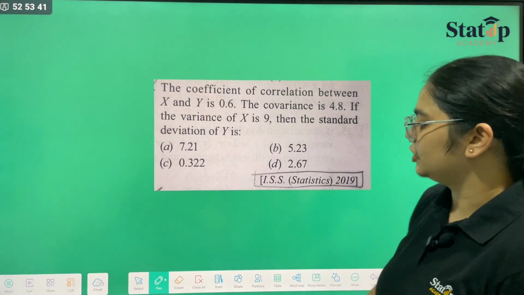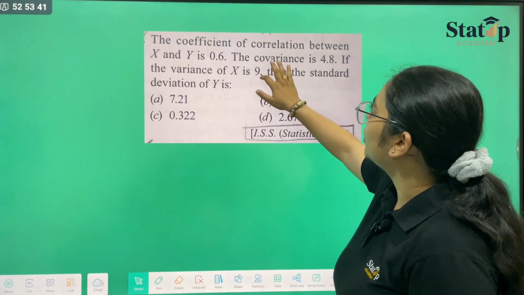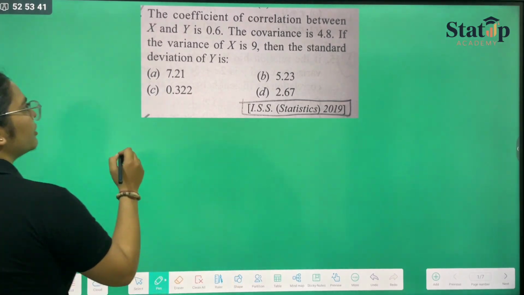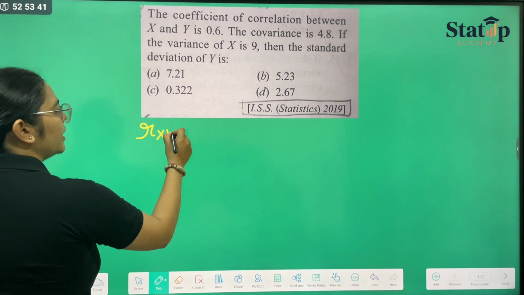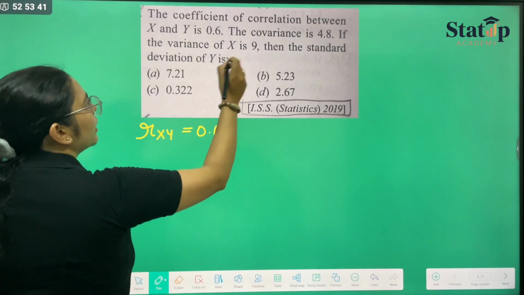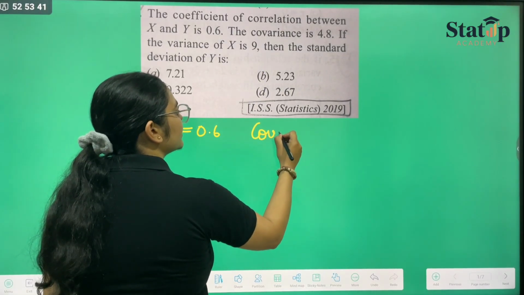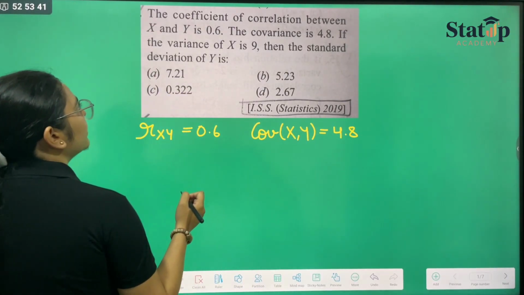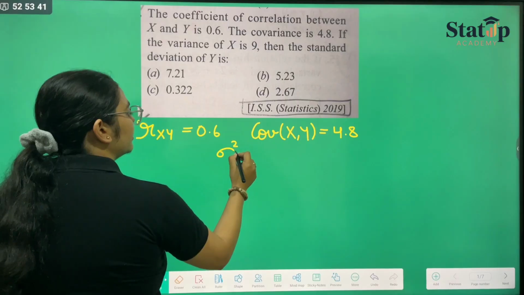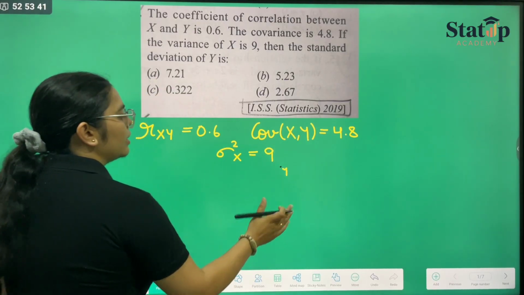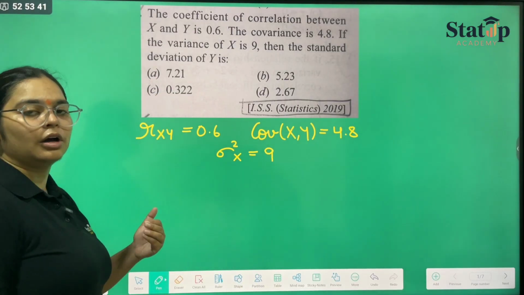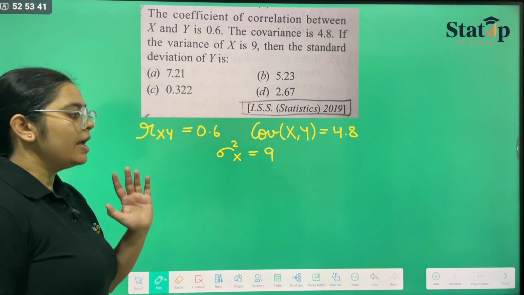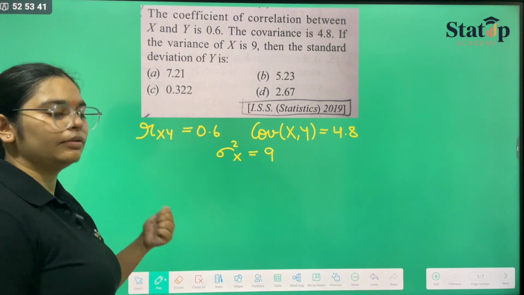This is the first question which was asked in 2019 in your examination. In this question, they have given us the correlation coefficient between x and y, which is rxy as 0.6. The covariance between x and y is 4.8, and the variance of x is 9. Now, since I am teaching you, I have to write all of them, and first of all we'll do it in detail, and then I'll tell you how to do it with tricks.